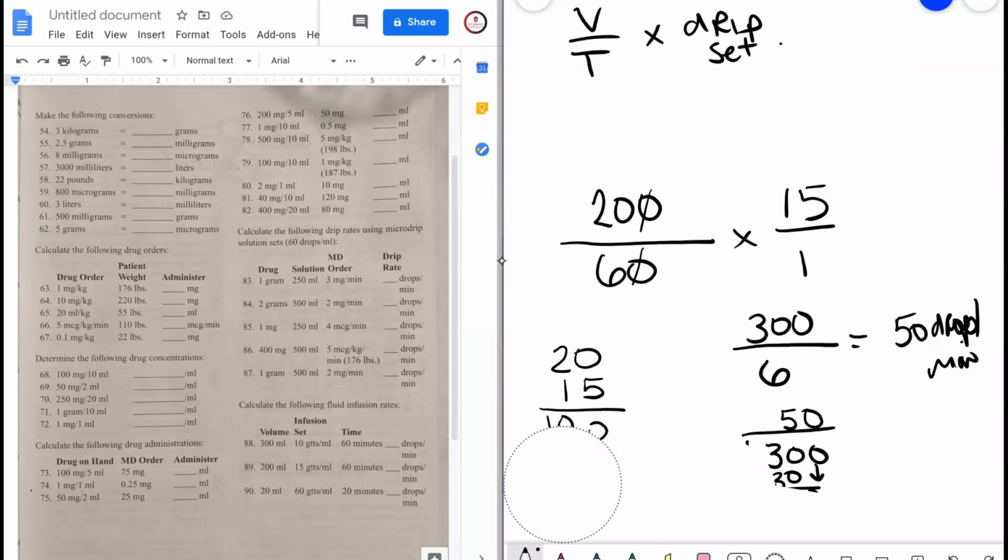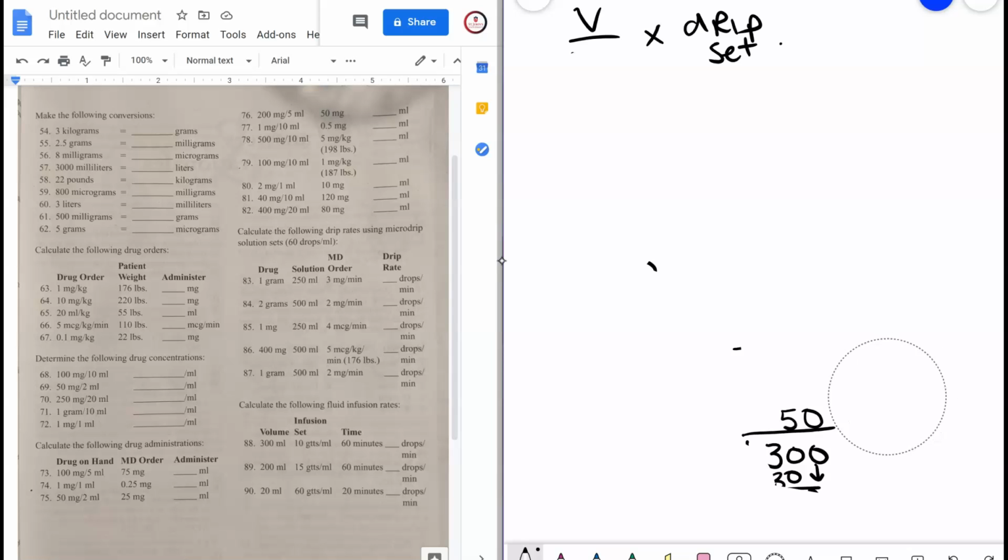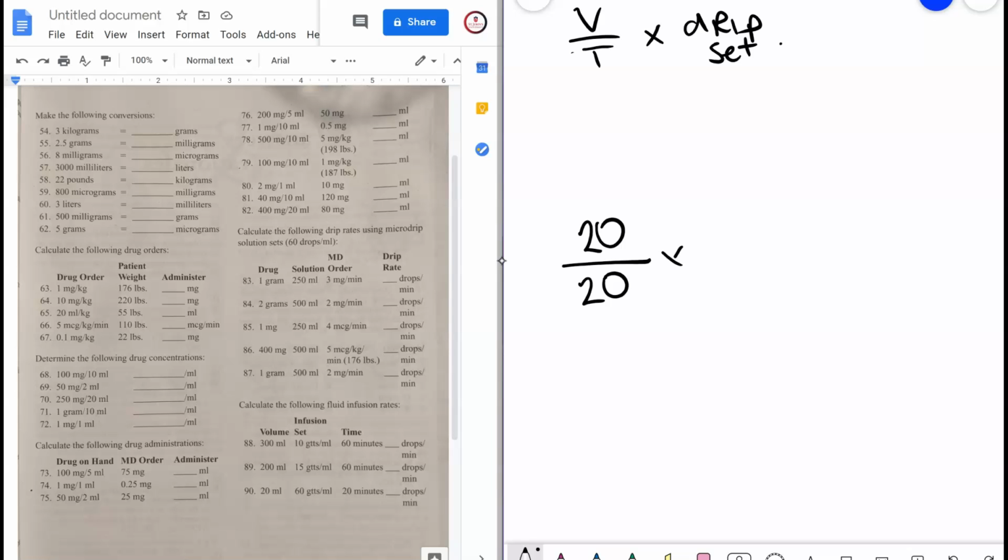All right. Final question. I've deleted that formula one too many times. All right. So volume is 20 mLs. Time is 20 minutes. Your drop set is 60. The number over itself, right? Its whole number is 1, so 60 drops a minute.